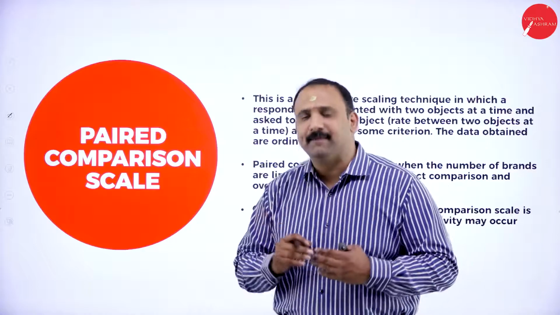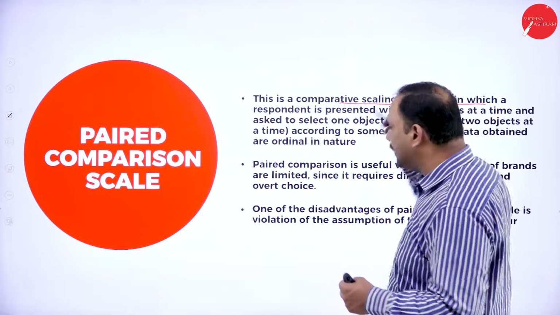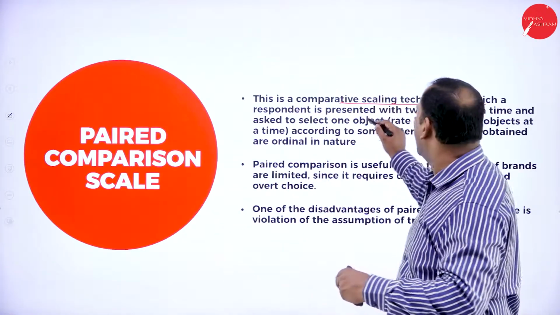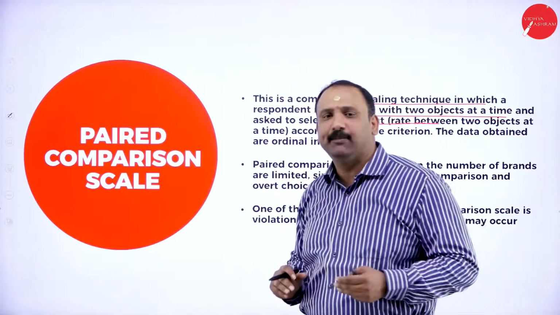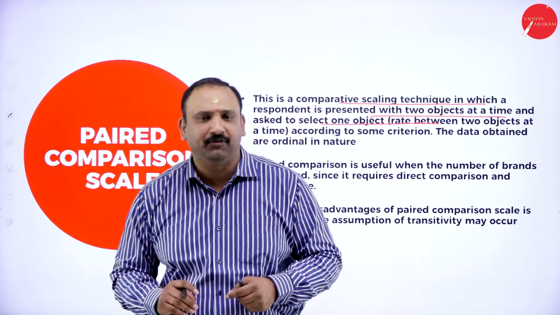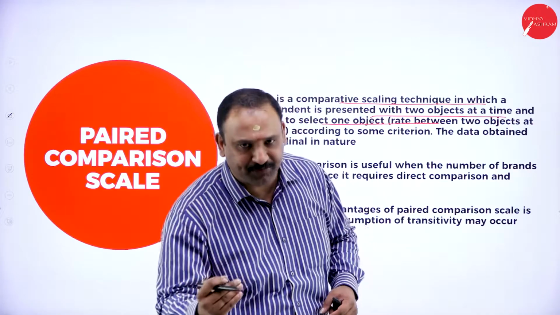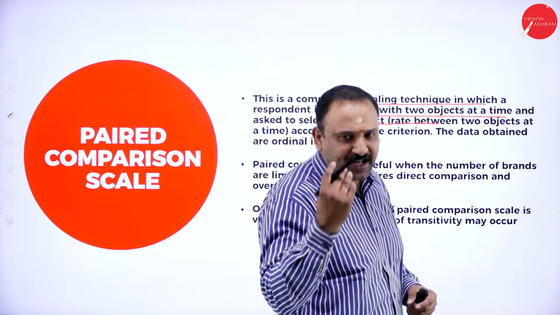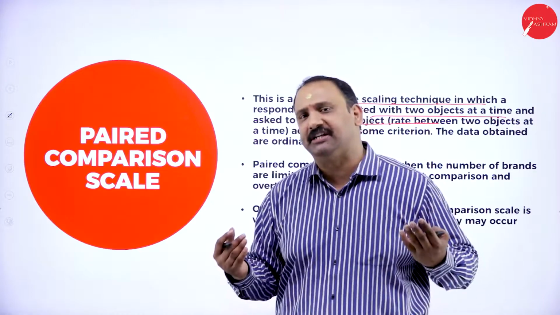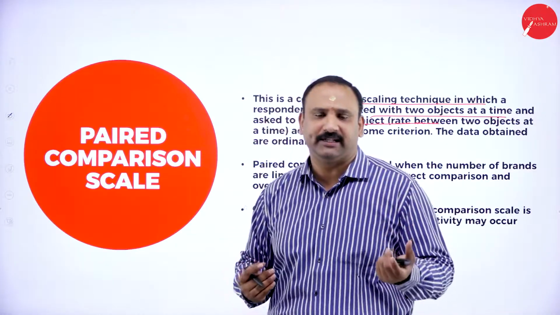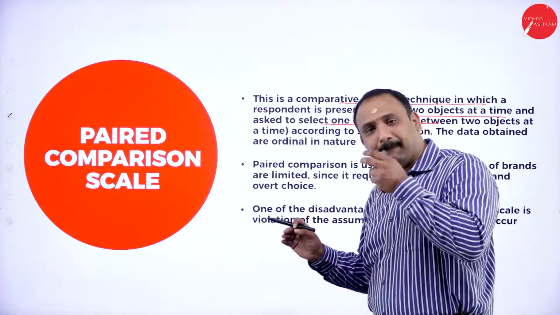Now, how does the paired comparison scale start? This is the first kind. This is a comparative scaling technique in which the respondent is presented with two objects at a time and asked to select one of the objects. You need to rate in between. Typically, if I would like to give you an example here, if I give you an option to choose between Coke and Pepsi, two objects, the customer has to rate one object better than the other. Why? Because he might have his own priorities or reasons. So a customer might rate Coke is better than Pepsi, or Pepsi is better than Coke. So that is where we are trying to bring in the paired comparison.